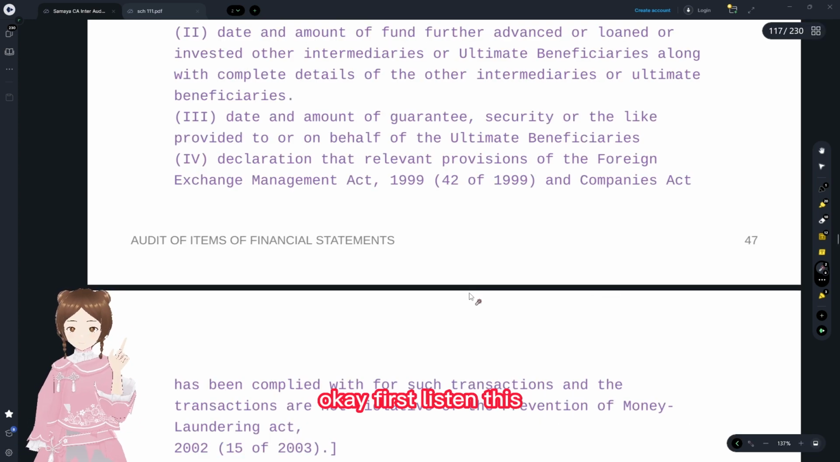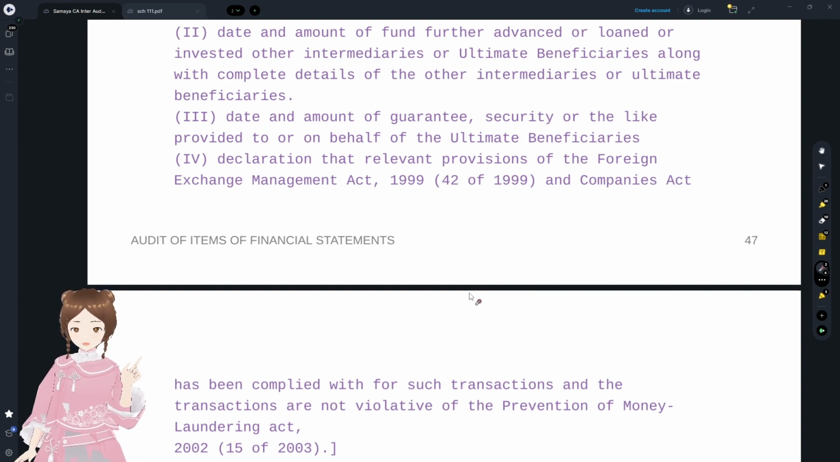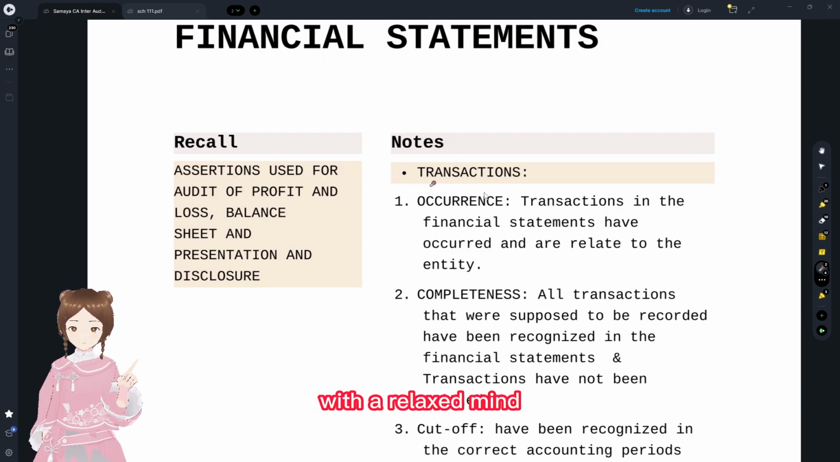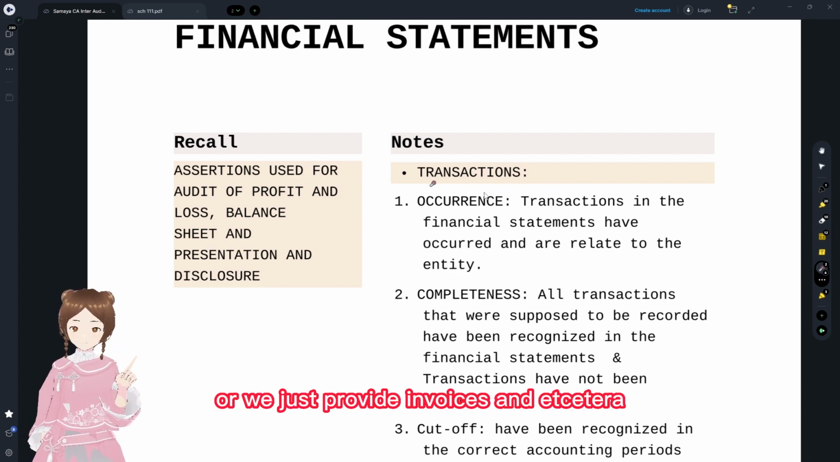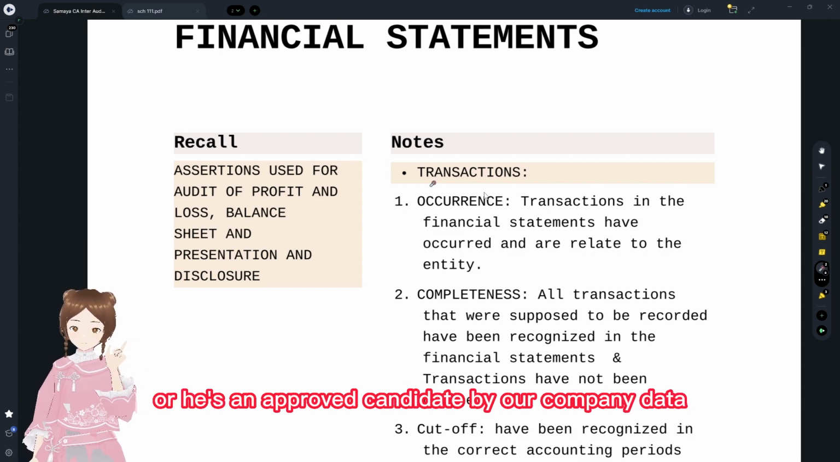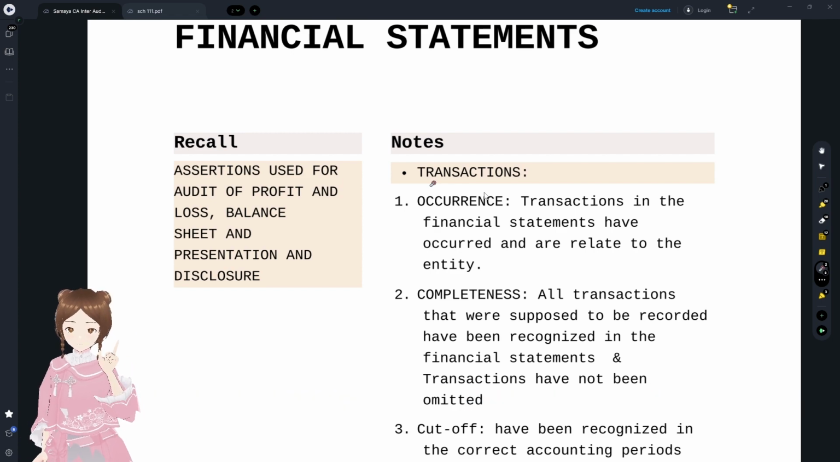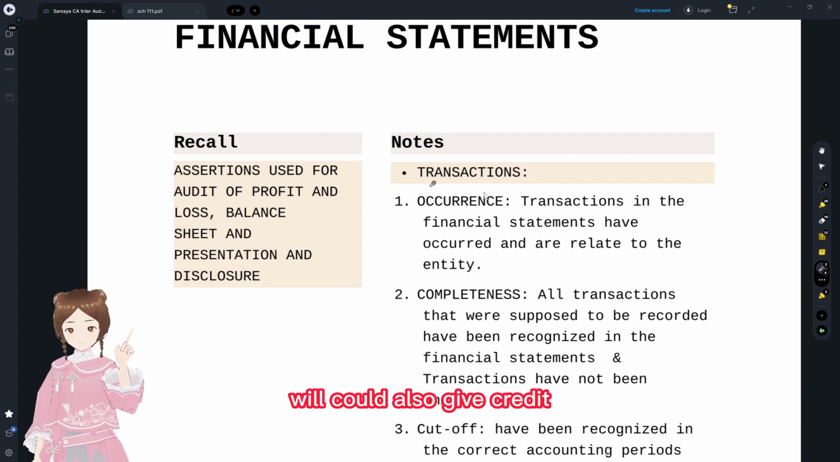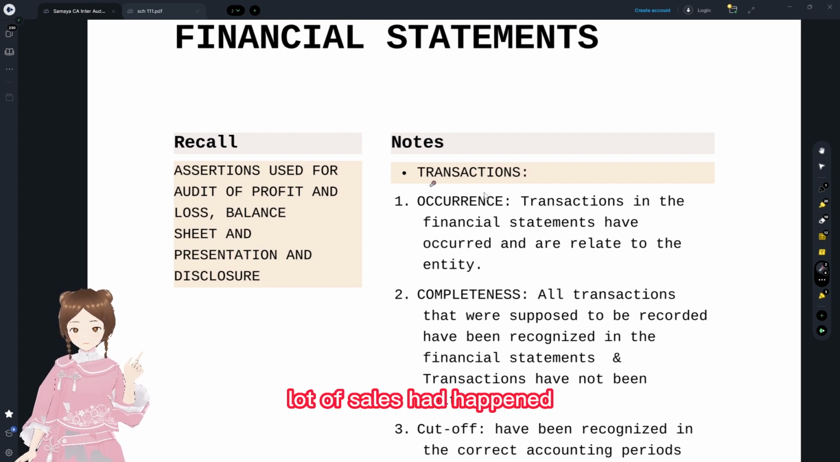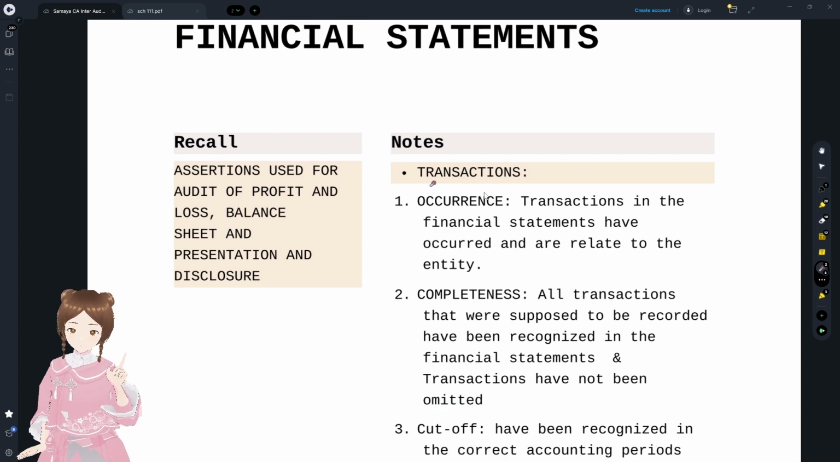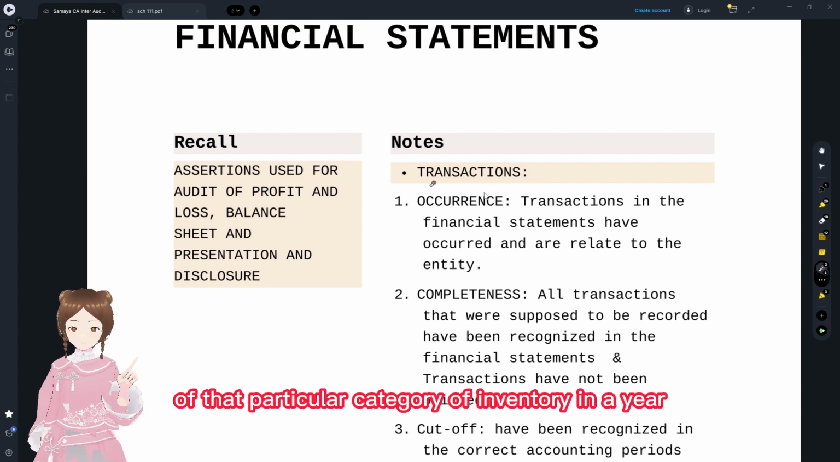First, remember one point: whatever the management does in order to run a sound business, the auditor checks that. Listen to this very carefully, with a relaxed mind. First, how does a sale occur? A customer comes and places an order with us, and we transfer the stock. After transferring, we provide invoices, etc. If he is a credit-worthy candidate, or an approved customer of our company with no bad debts, we will usually give credit in that case. And a lot of sales happen with regards to that particular category of inventory in a year.